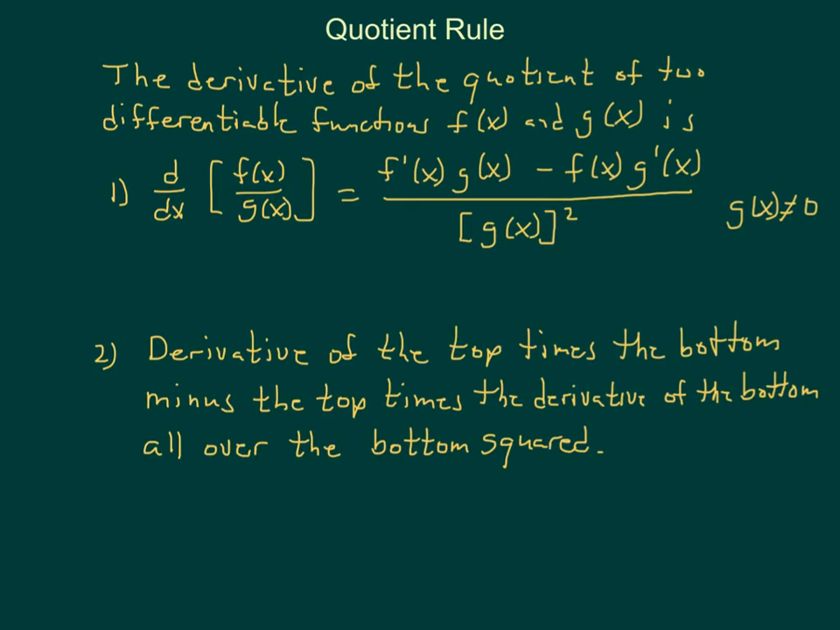So the derivative with respect to x of f of x over g of x is going to be f prime of x times g of x minus f of x times g prime of x all over g of x, that thing squared. Or in words, a helpful chant that you can use: it's going to be the derivative of the top times the bottom minus the top times the derivative of the bottom all over the bottom squared. So pause the video, take a couple moments, write these things down, and then we will go on and take a look at some examples.